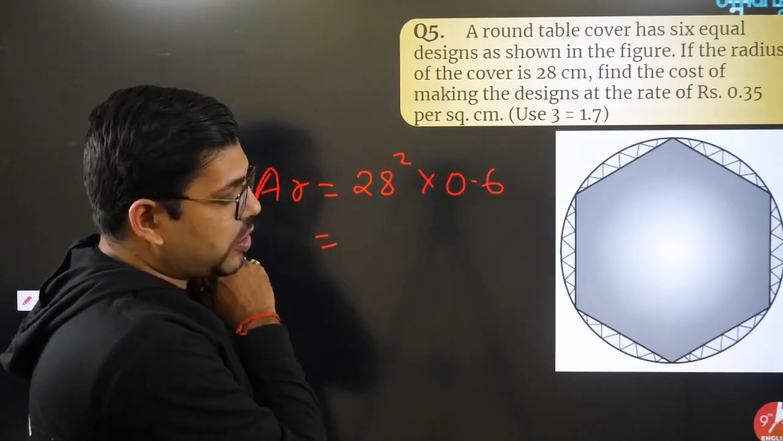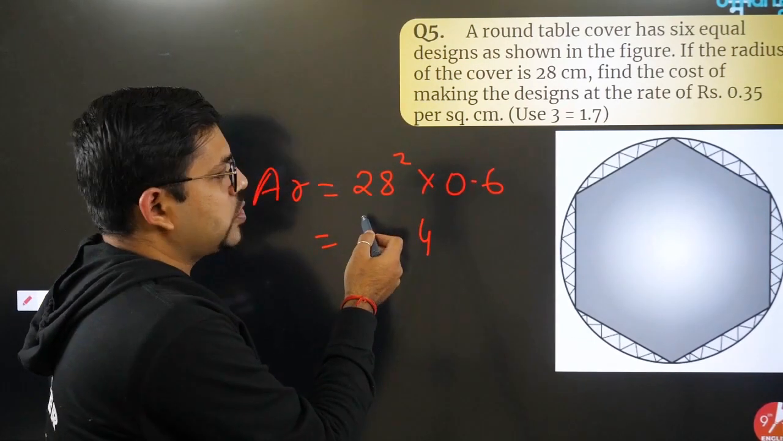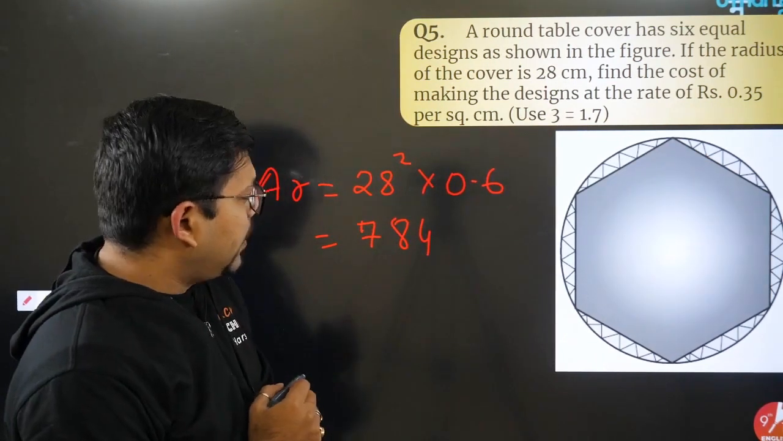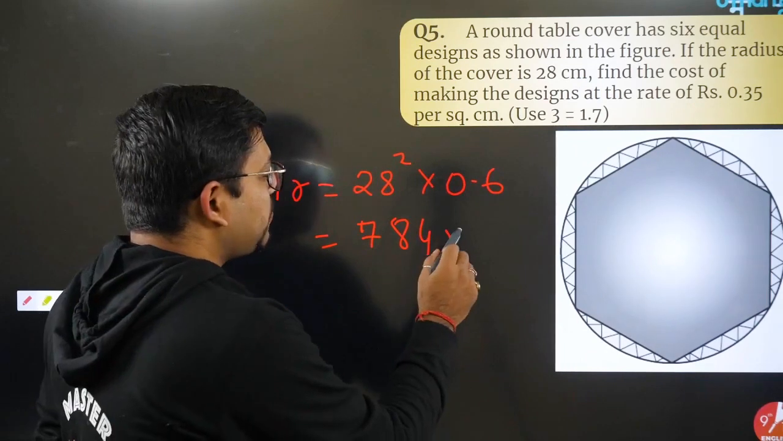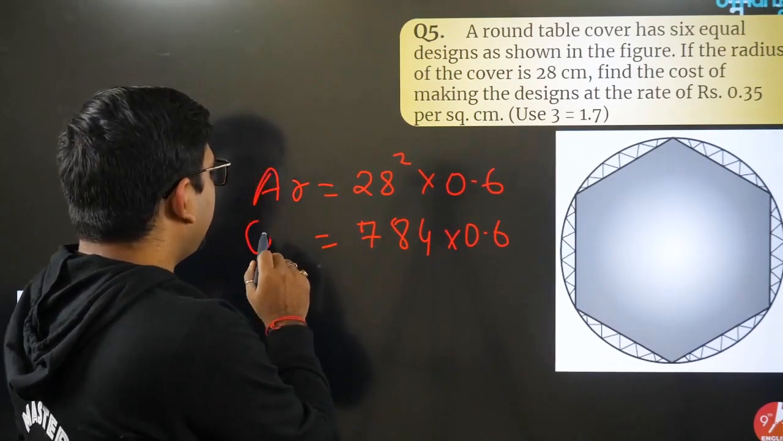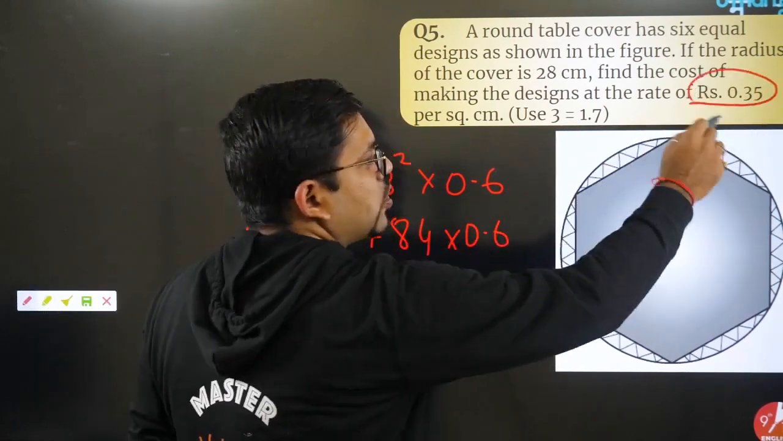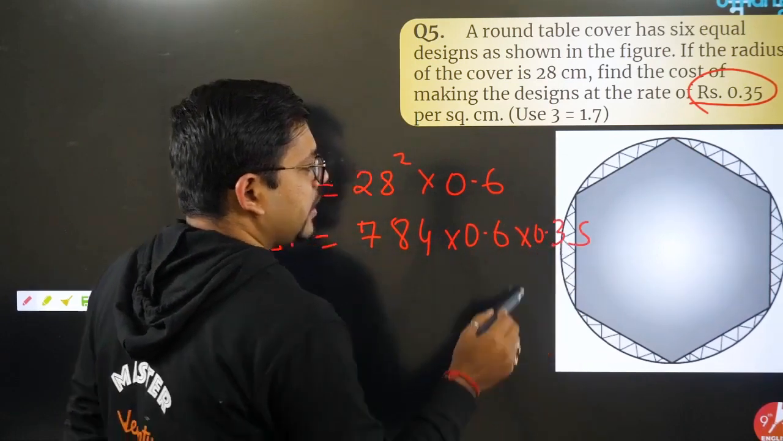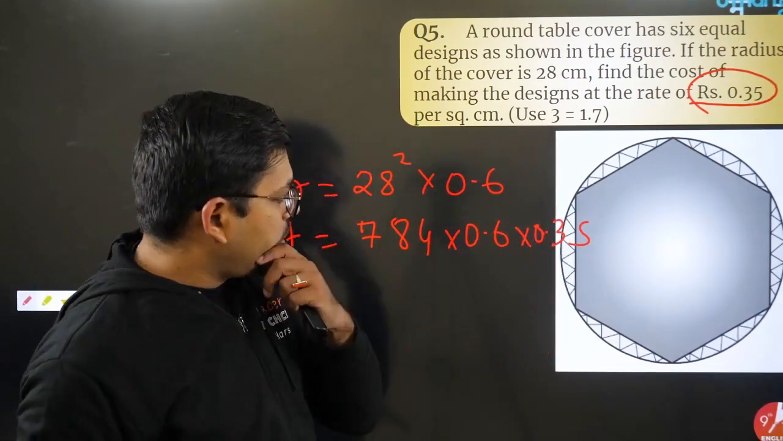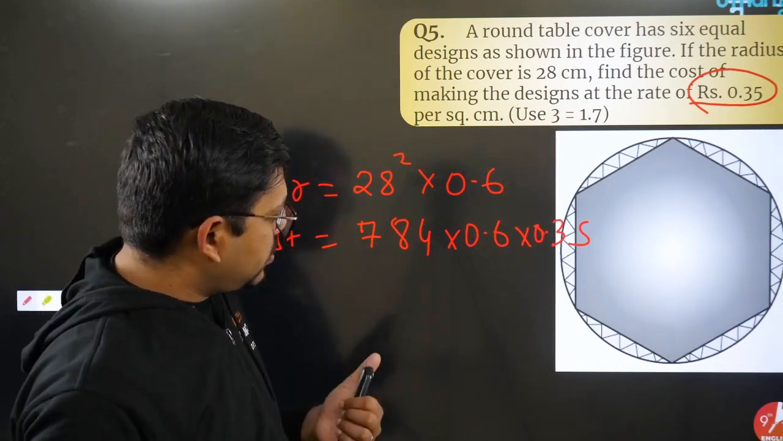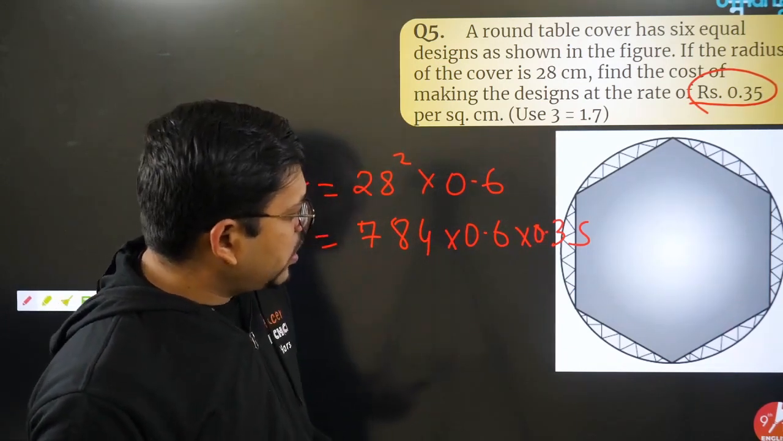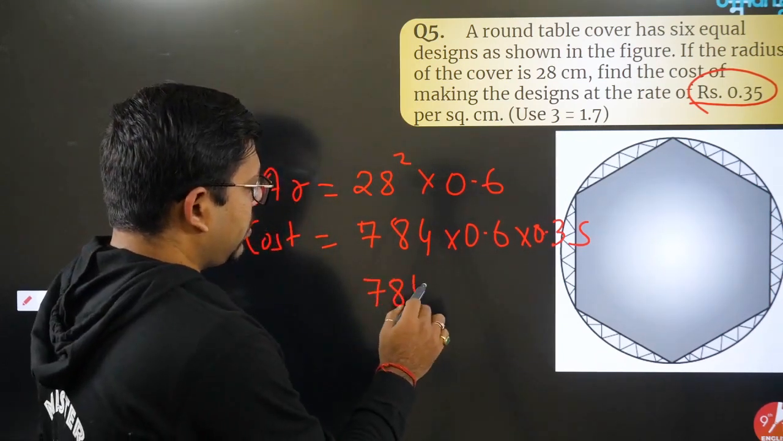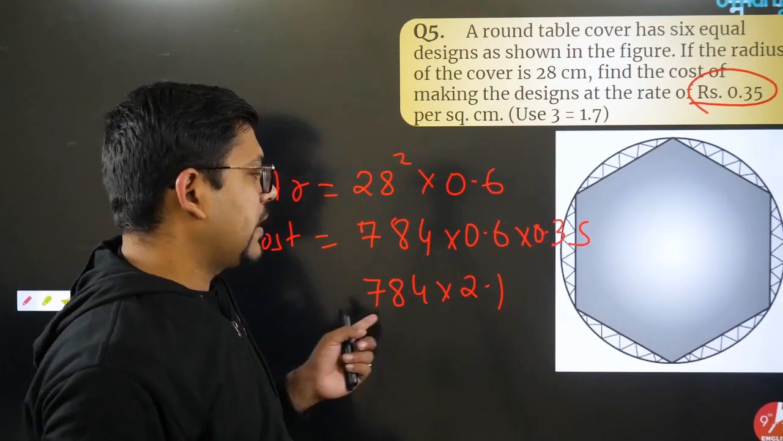So 28 square, if I'm not wrong, 784. I think I'm right. Into 0.6, this is the area. And now if I have to find the cost, it's area into 0.35 per square centimeter. So 0.35 into 0.6, that is 2.1. So this will be 784 into 2.1. Then you can calculate the value.